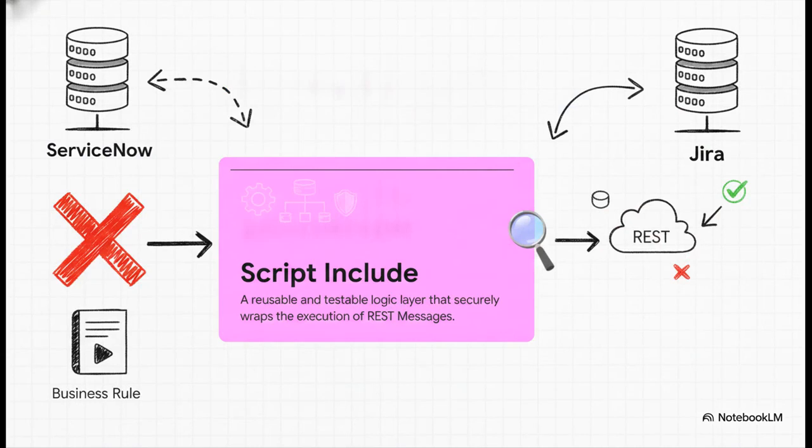So the crucial point is this. As a developer, you should never, ever call a REST message directly from a business rule. Actually, scratch that. Nobody should. Instead, we create a script include. Let's just call it JiraIntegrationUtils.